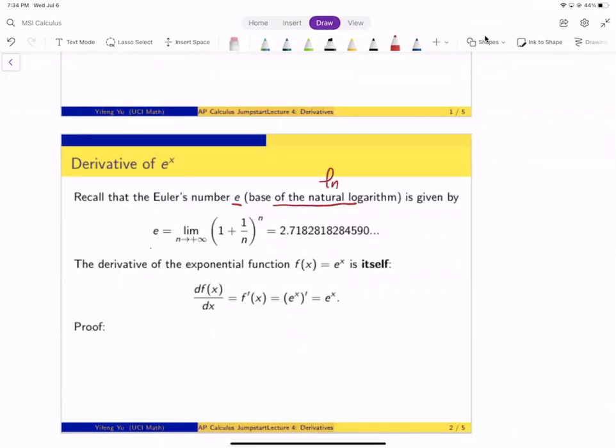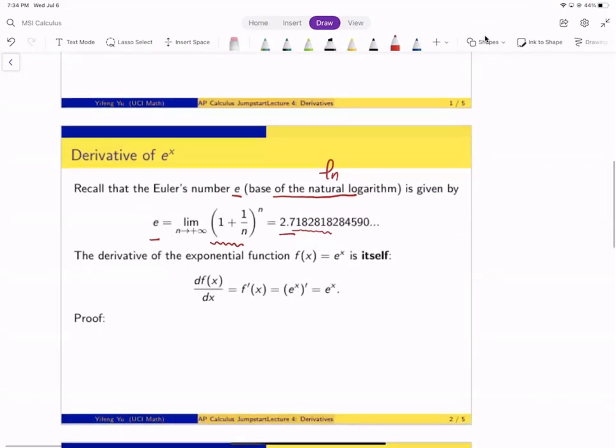Now, e by definition is given by the limit of the sequence, as we said in a previous lecture, 1 plus 1 over n to the power n. This limit gives a number which is irrational. In terms of decimal digits, there are infinitely many decimal digits, and they are not repeating. So that's how we define Euler's number.